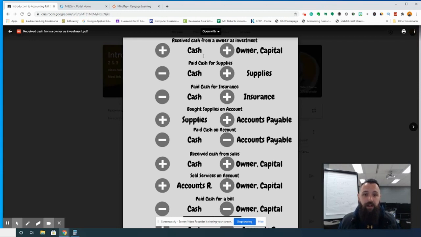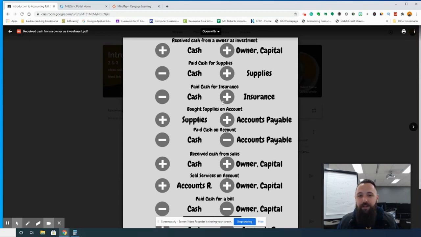Now you might be looking at that going, well, that's a minus and a plus. How is the accounting equation still in balance? But the thing is, both cash and supplies are an asset. So with that being said, we know that the accounting equation is in balance because the assets even themselves out. We have a minus and a plus. Nothing occurs on the right-hand side, so we are good to go.